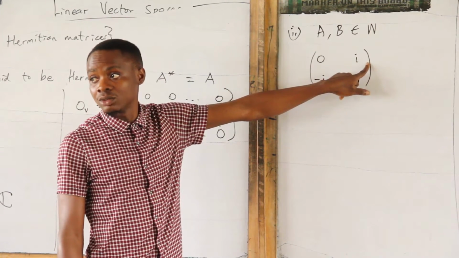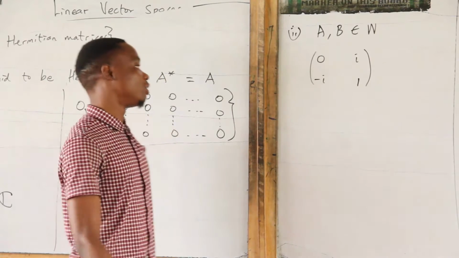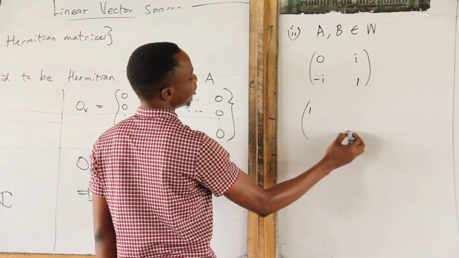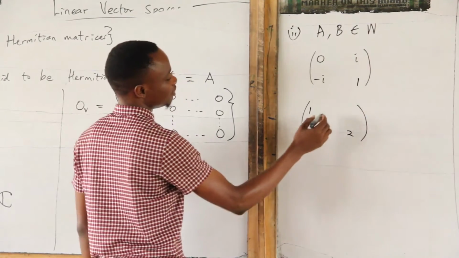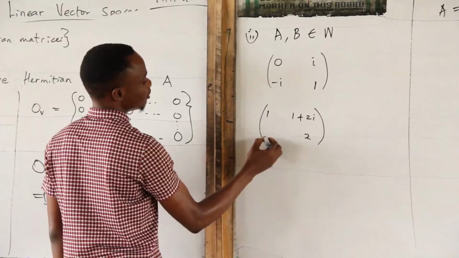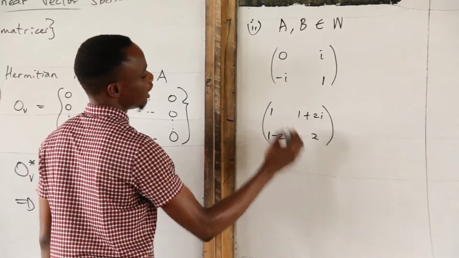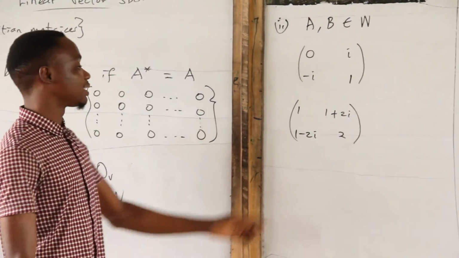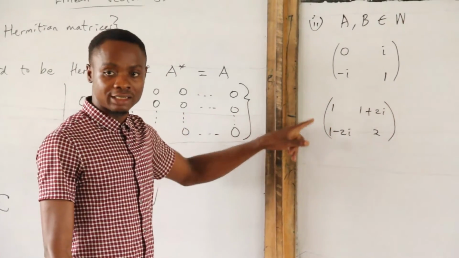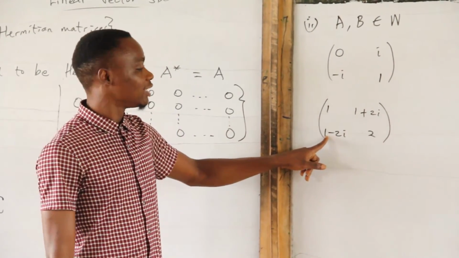Is it making sense to you? That's how to get an example. For instance, you can also have something like this. You can have 1, 2, and then this entry to be 1 plus 2i, and this one to be 1 minus 2i. You want to be sure that when I transpose this, I will get this.